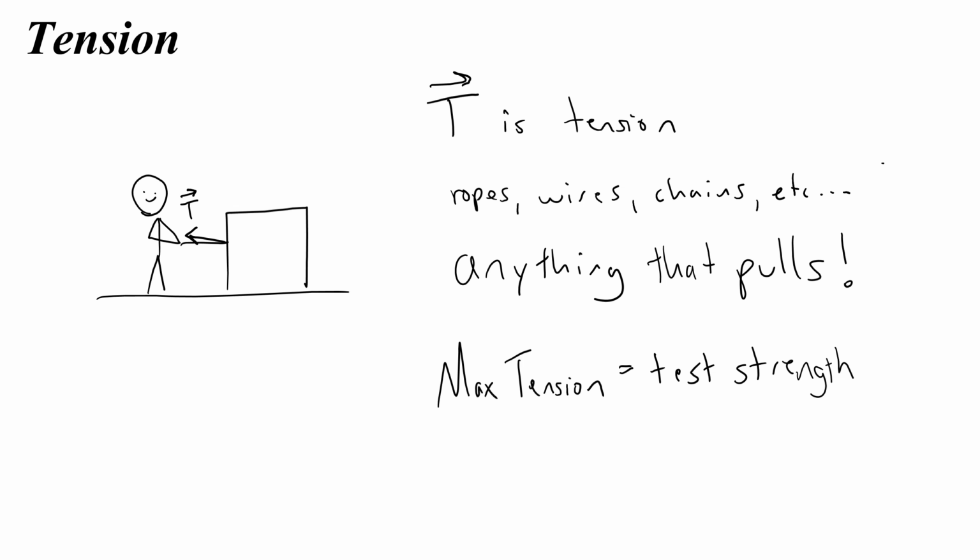Okay, so let's do some examples of tension. A 2.5 kilogram disco ball is hanging from a single wire. Draw a free body diagram. Find the tension in the wire.